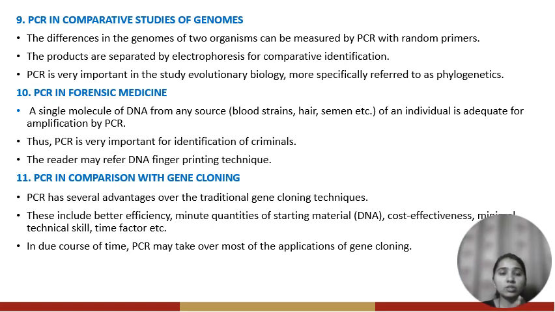The next application is that it is used in forensic science. It helps to detect criminals. Single molecules of DNA from any source, that is a blood stain, hair, semen, etc., of an individual are adequate for amplification by the PCR. That's why PCR is very important for the identification of criminals. And the reader may refer to the DNA fingerprinting technique.